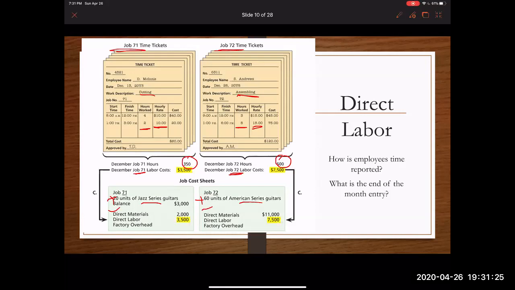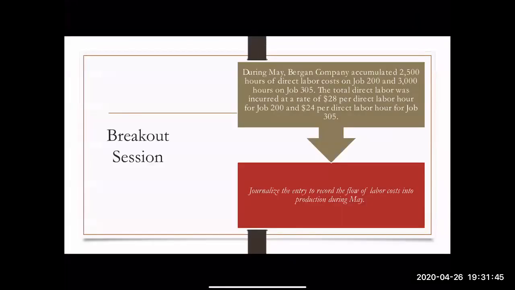All right, so let's do an example of how this looks as we work through this. Here is my journal entry to capture applying labor to a particular job. It will be a debit to work in process and a credit to wages payable, okay? What I'm going to challenge each of you to do is look through this example and see if you can figure out what my journal entry would look like for this particular example.